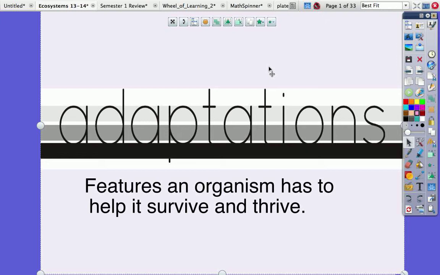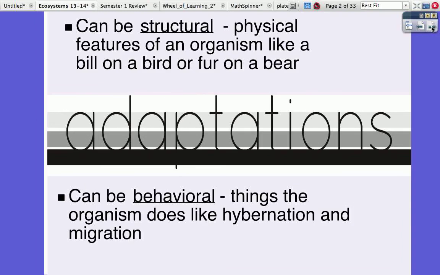This unit is on adaptations. An adaptation is just anything, any feature an organism has that allows it to survive and thrive in its environment. Whenever we're looking at adaptations, we can have structural or behavioral adaptations.